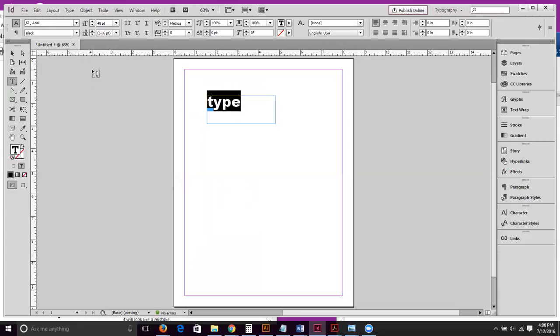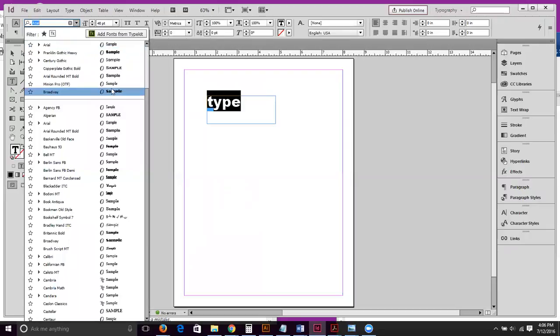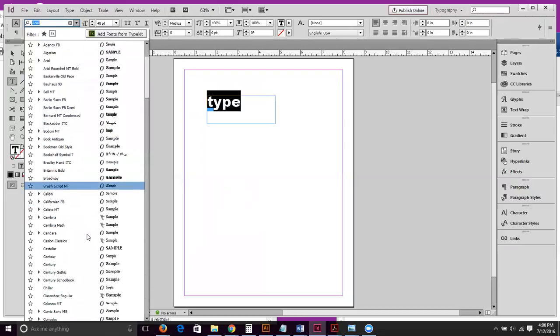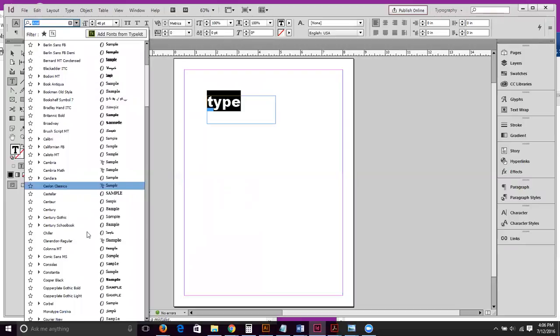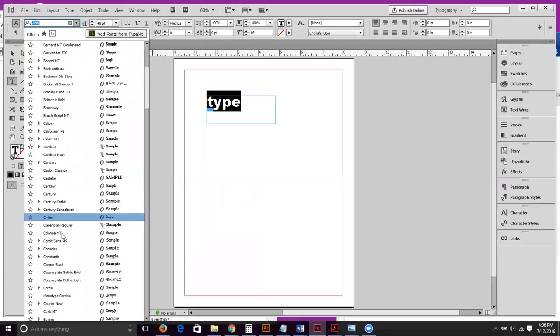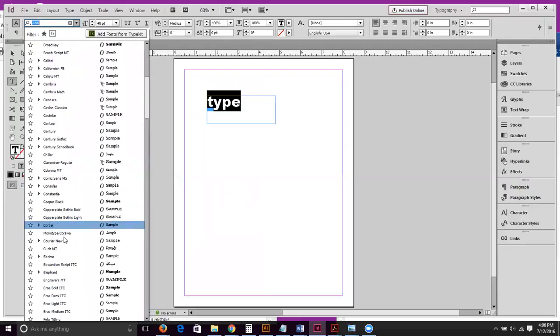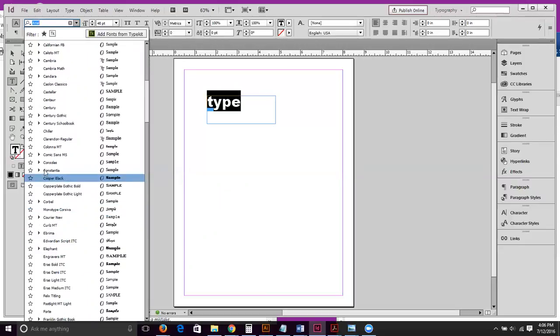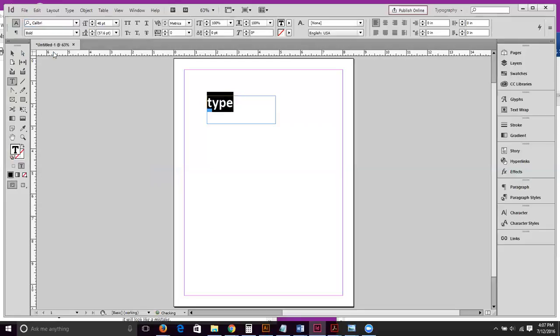Black is more like slabby. It's more fat. Everything's really thick as far as those designs go. So when you look through these, you'll see these designers created whole families of a font. So Century Gothic, Calibri has a bunch of different little styles underneath it.